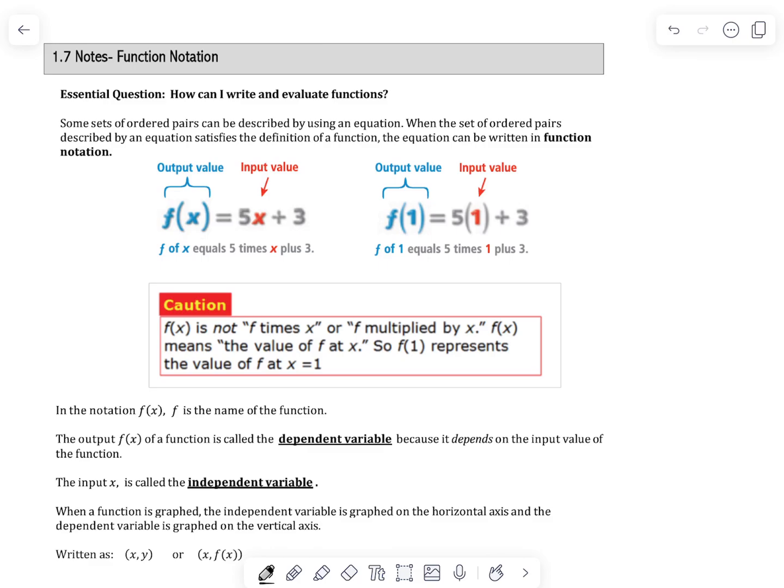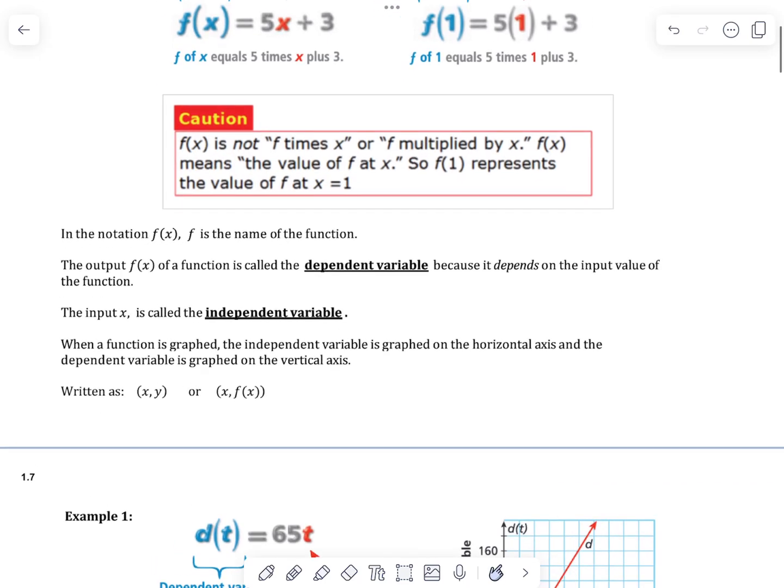The second example is f of 1 equals, and what you do is you input 1 in for x. Caution, f of x is not f times x or f multiplied by x. It means the value of f at x. So f of 1 represents the value of f at x equals 1. So then we have some more notations here.